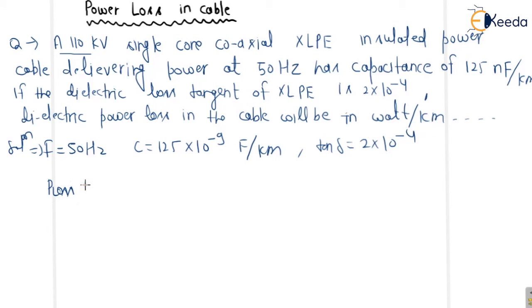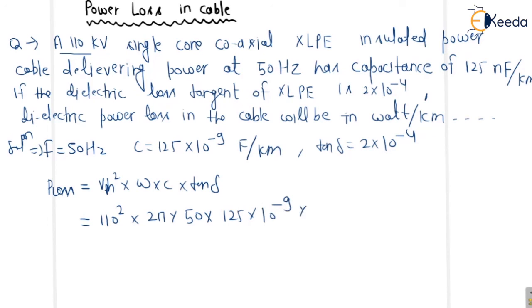The power loss in the cable, using the formula we just derived, is Vph square into omega into C into tan delta. So 110 whole square into omega, which is 2 pi into 50, into C, which is 125 into 10 to the power minus 9, into 10 to the power 2, into 2 into 10 to the power minus 4. This comes out to be 95.03 watt per kilometer. So this is the power loss.